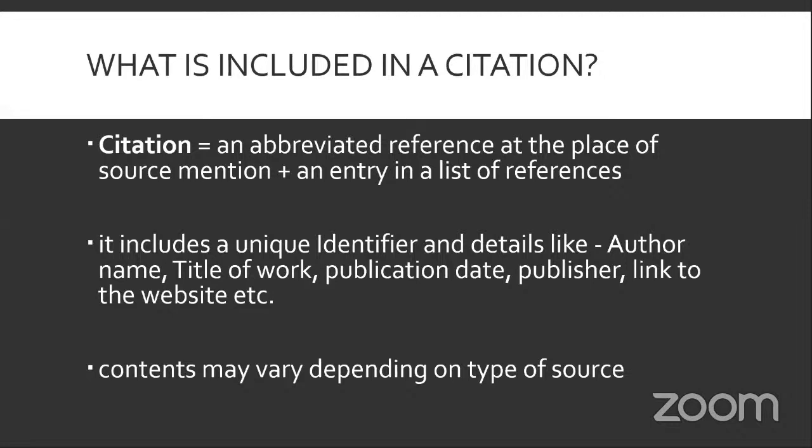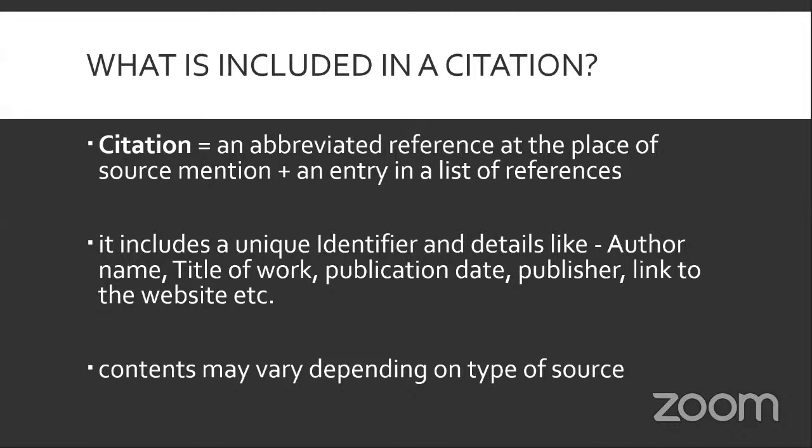It may include things like a unique identifier, like a numbering system. It may include the name of the author from whom you have taken the work, the title of their work, the publication date, the publisher who has published that data, a link to the website if you have taken some information from a website. All of these or many other things can come which are relevant to uniquely identify that particular piece of work you include in your work.